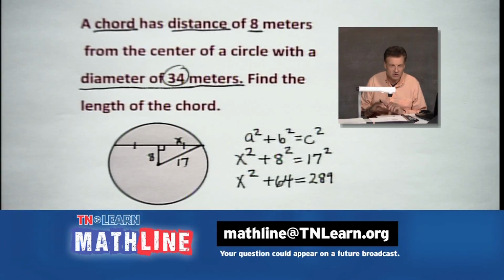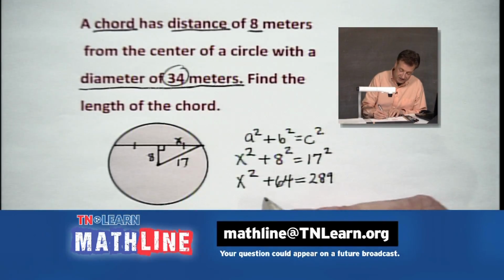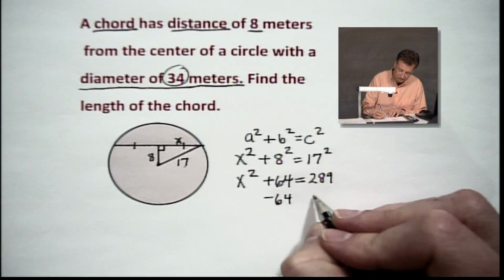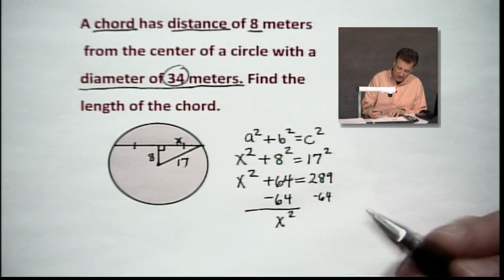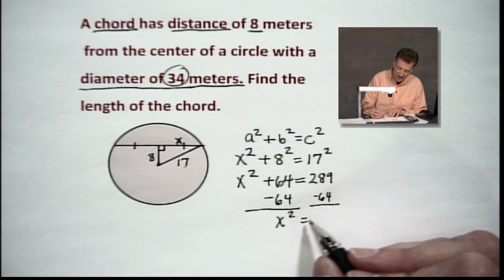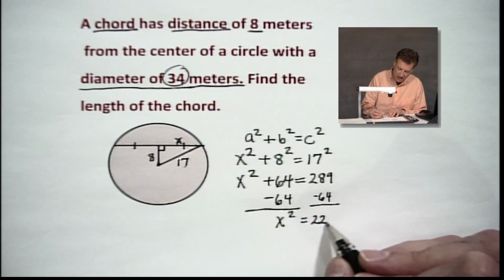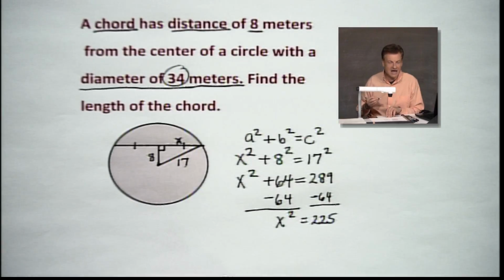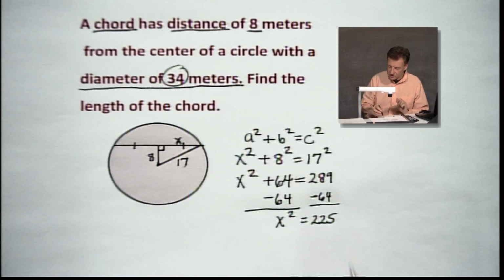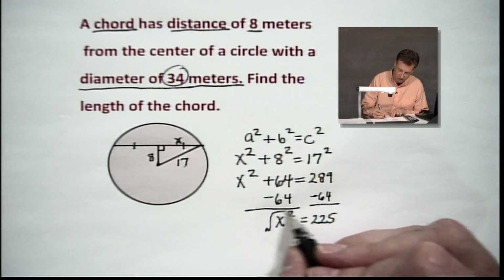That's the whole game when we're trying to figure out what the value of a variable is: to get it isolated, get it by itself. So how about it? Let's subtract that 64 off. And we've got an x squared right there. On the right-hand side, I get a 225, because that's what happens when you subtract 64 from 289. And the answer's not 225. Some of you are going, oh, we're done. Not yet. We've got to square root both sides.